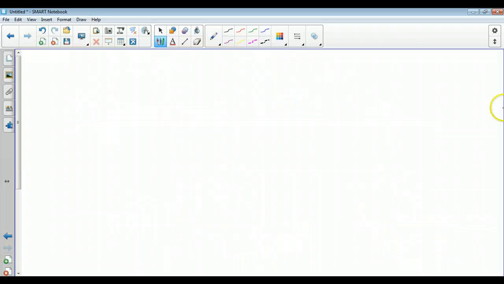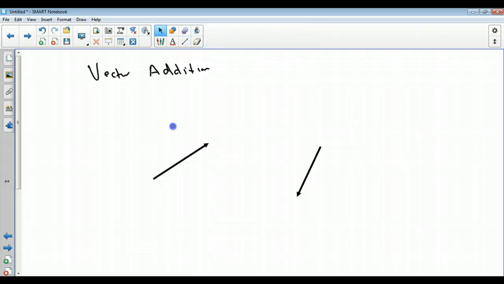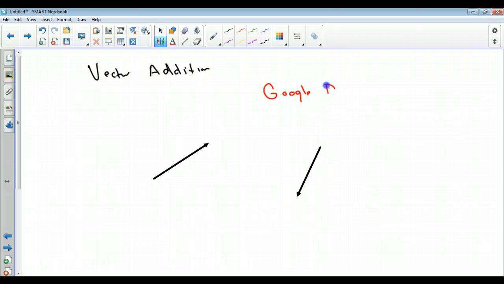So then next time we're going to be talking about vector addition. And this is looking at the idea of if I have a vector that goes in this direction, and then I want to add to it a vector that goes in this direction, how do I do that? And the preview hint that I will give you is think about Google Directions. Think about when you get directions from Google, how do you string those together? Because that's really what this is.